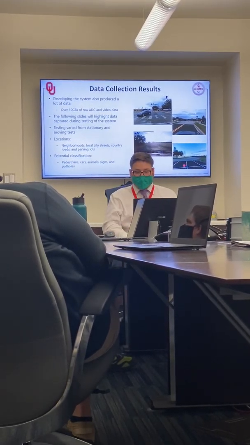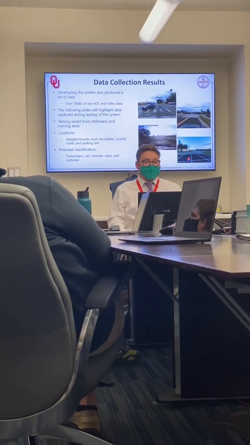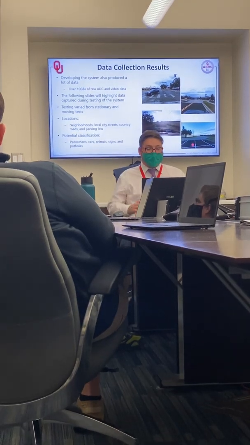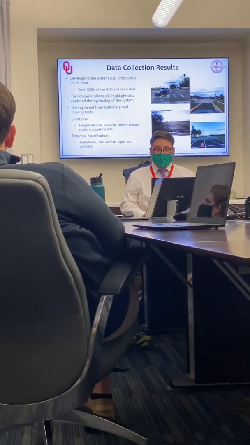Locations included neighborhoods, local city streets, country roads, parking lots, and objects that you could try and classify: pedestrians, cars, animals, signs, potholes, whatever you saw in the video, it's going to be there in the radar.